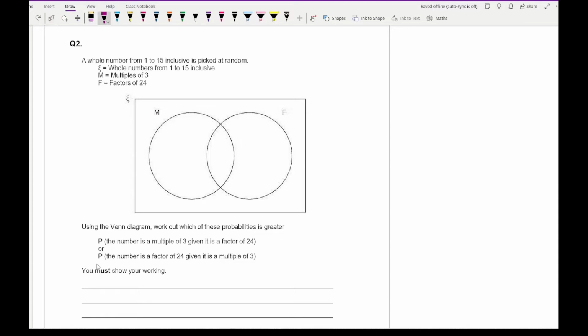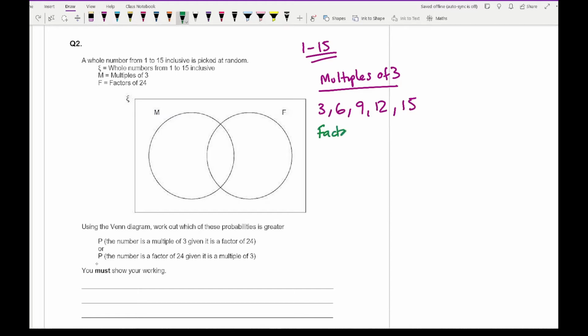So the first thing we need to do here is, using numbers from 1 to 15 inclusive, write down all the multiples of 3. So from numbers 1 to 15, that's going to be 3, 6, 9, 12 and 15. If I then write the factors of 24 between the numbers 1 to 15 inclusive, that's going to be 1, 2, 3, 4, 6, 8, 12, and that's it, because obviously 24 is not going to be included because it's a number outside of 1 to 15.